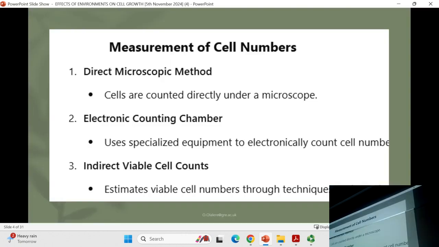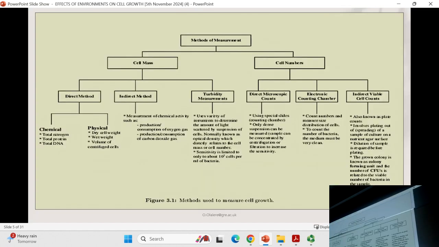Then we have electronic counting chambers also. This uses specialized equipment to electronically count the cell number. And the last one is indirect variable cell count. Those are the techniques we use in measuring cell growth.